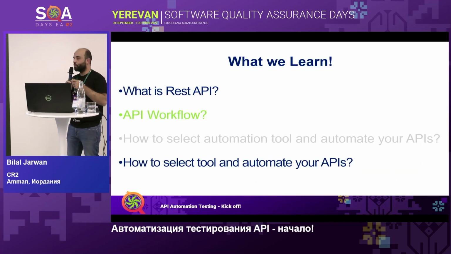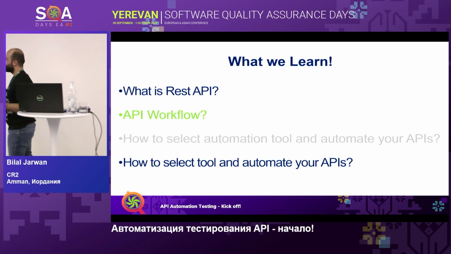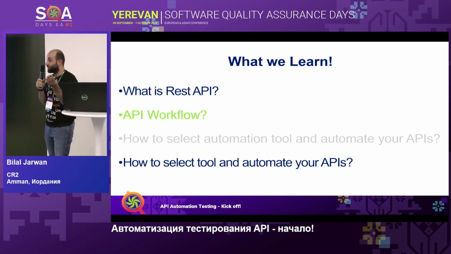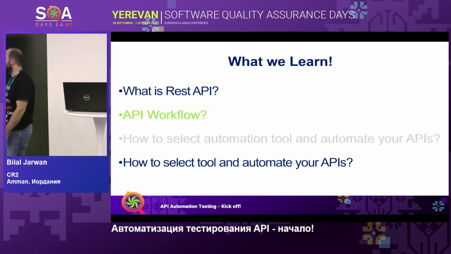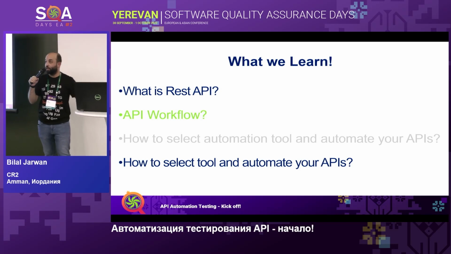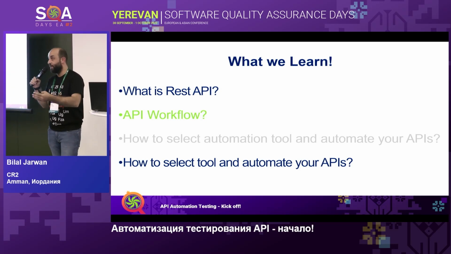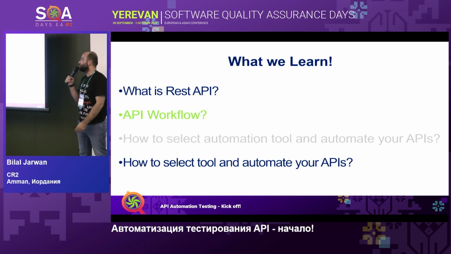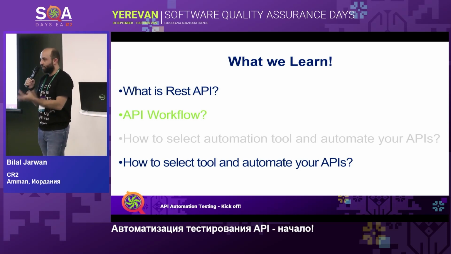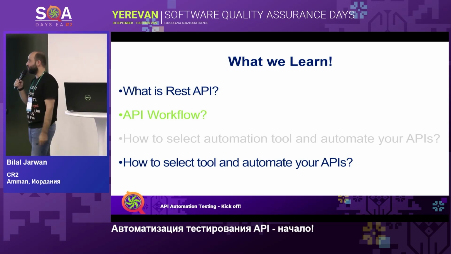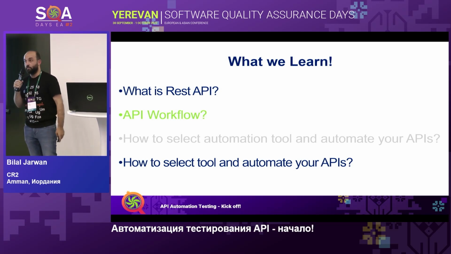So what we learned in this workshop: first of all, we learned what REST APIs are, and I think all of you know what REST APIs are. We just reviewed them from a different point of view. We saw what the API workflow is and how it works. We took a very simple example about a restaurant and how you work as a customer in the restaurant, and how to select an automation tool and automate your API, why we need this tool and why we don't need other tools, and what the advantages and disadvantages are. And the last thing, how to select a tool and automate your APIs. I repeated it twice, I don't know why.